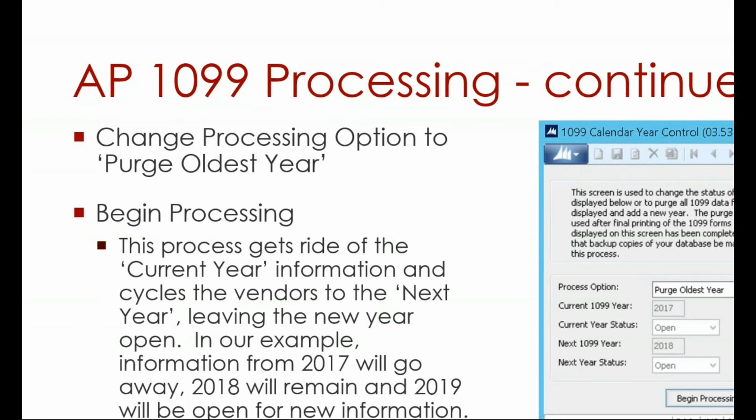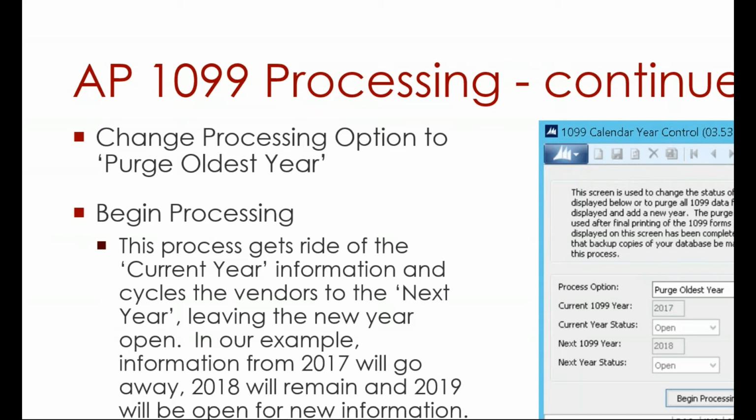Be careful to only click the Begin Processing button 1 time so as not to purge the year too many times in here. Ultimately, what we're doing is setting the processing option to purge oldest year. So my current year is 2017, my next year is 2018. I could technically process and print my 1099 forms for 2018. I would just need to check that box for next 1099 year.